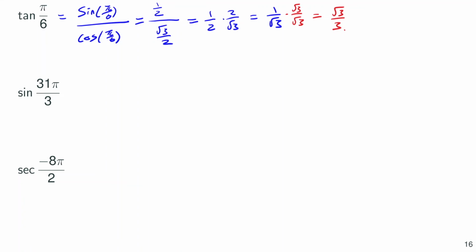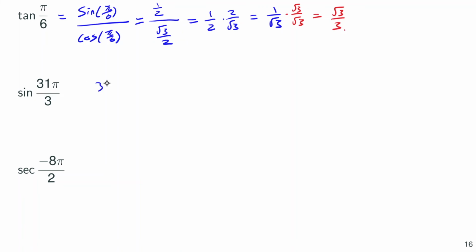Let's look at sine 31 pi over 3. You notice that 31 pi over 3 is not on the unit circle. So that means that we need to find the angle that is coterminal to 31 pi over 3. And then we can find the sine of that angle. So we could keep subtracting 2 pi until we get an angle. But there's a little faster way.